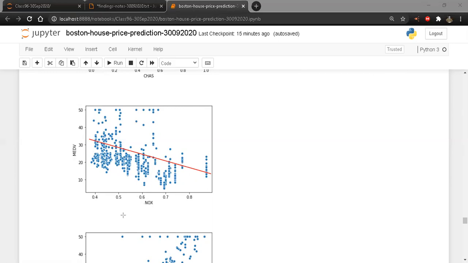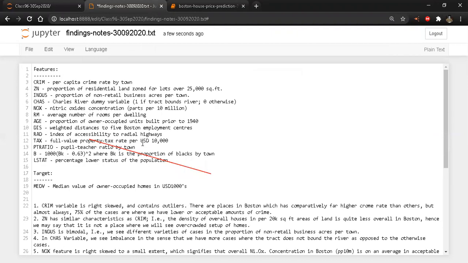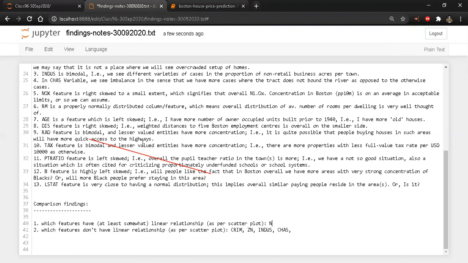So as NOX increases, the median value of the houses decreases. This is quite easy to understand. If there are places in my city where the air pollution is going to be high, obviously people are not going to stay there, right? Who is going to stay in a place where there is a lot of pollution? Somewhat feature have at least somewhat, so I'm just relaxing my criteria. So NOX has at least somewhat linear relationship.